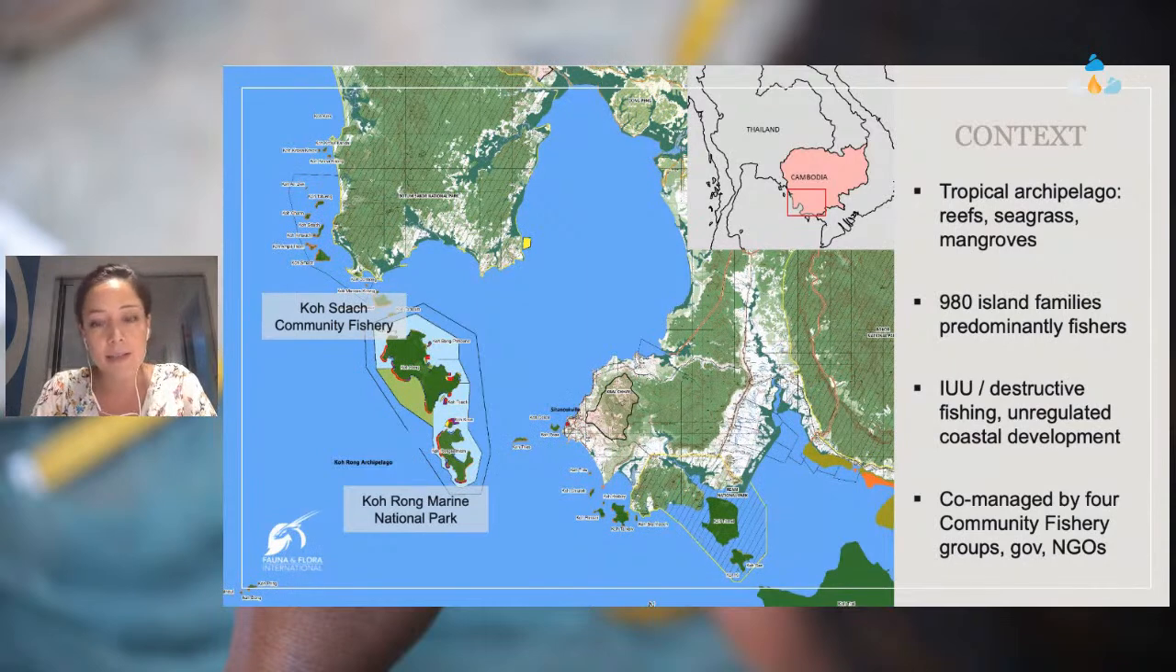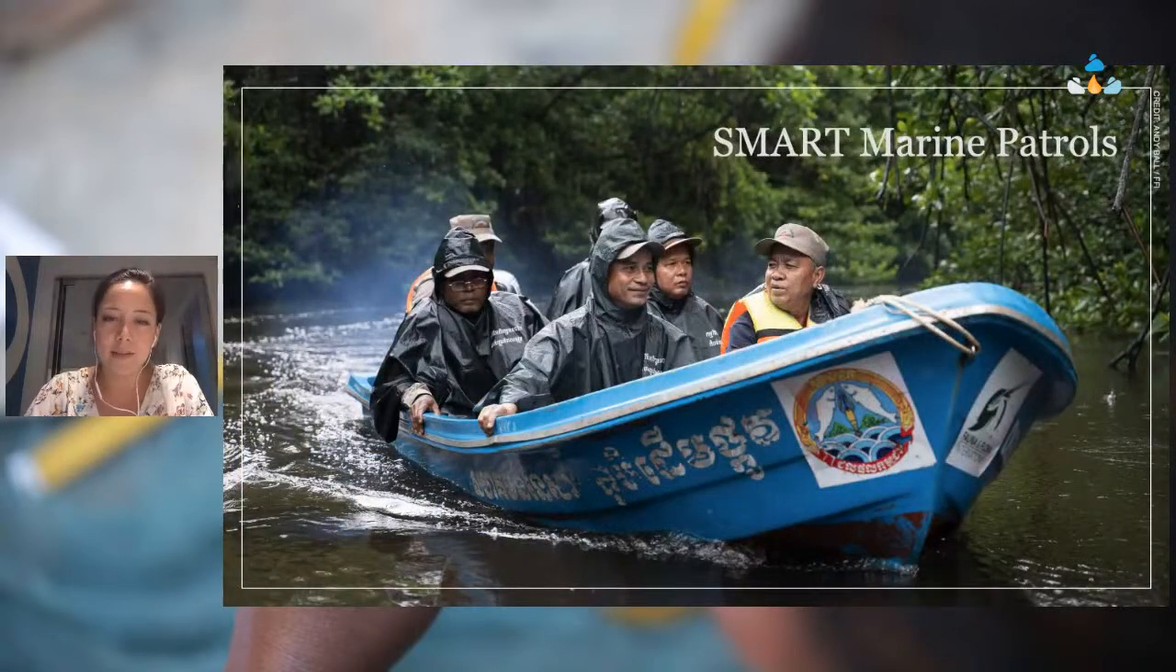These livelihoods are very under threat from IUU and destructive fishing, as is similar in the Gulf of Thailand, in which these sites sit. And unregulated coastal development, tourism, and land development is severely affecting the biodiversity and livelihoods too. So these sites are where we work, and the focus of what I'll talk to you about today. They're managed collaboratively by four community fishery groups and five patrol teams that are community-based, as well as the government and NGOs like ourselves. So what I'd like to focus on in this talk really is the SMART patrols.